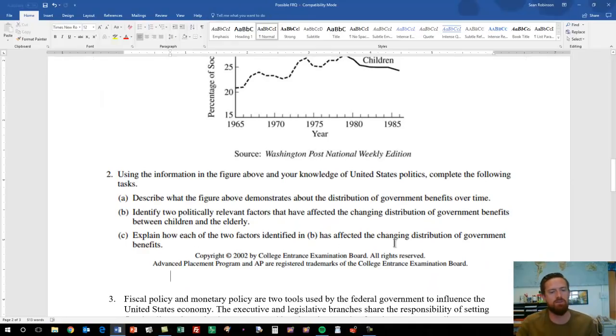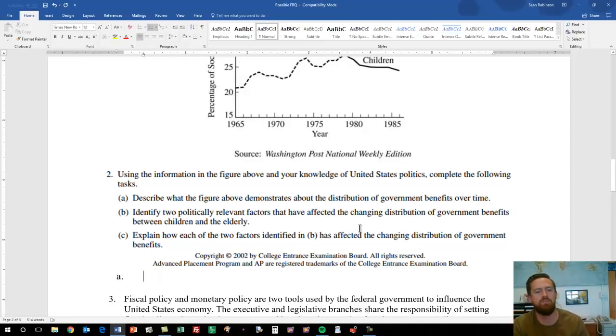Using the information in the figure above, answer the question. I can't write on the question because it's a picture, so I'm going to write down here. No. Word can be so finicky. Is that a word? Finicky. We're gonna drag this. Nope, still didn't work.